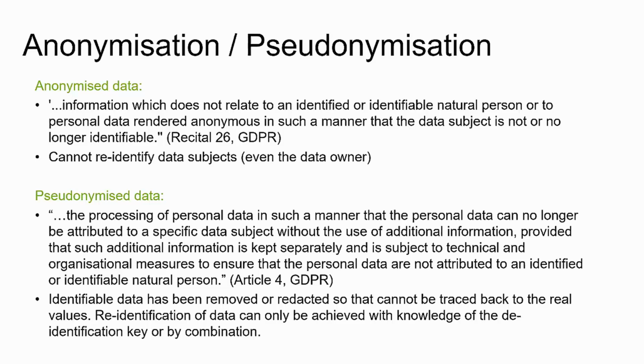Re-identification of data can only be achieved with knowledge of the re-identification key, or possibly by combination with other data sources. So that is also a possibility for pseudonymized data. And as I said, that key is kept secure by the data owner and ideally, definitely, encrypted. And I think, Maureen, we can move to the next slide.